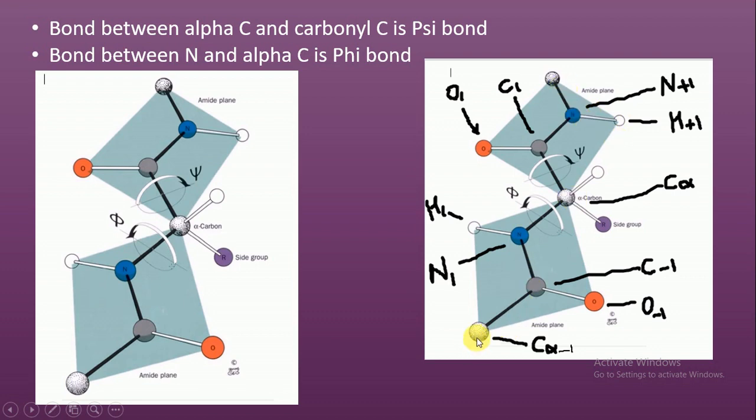So let's name it: this alpha carbon -1, this is carbonyl carbon -1, this is oxygen -1, this is nitrogen, this one is hydrogen. So nitrogen 1, hydrogen 1, this is alpha carbon 1, and this is carbonyl carbon 1, oxygen 1, nitrogen +1, hydrogen +1, and this is again alpha carbon +1.